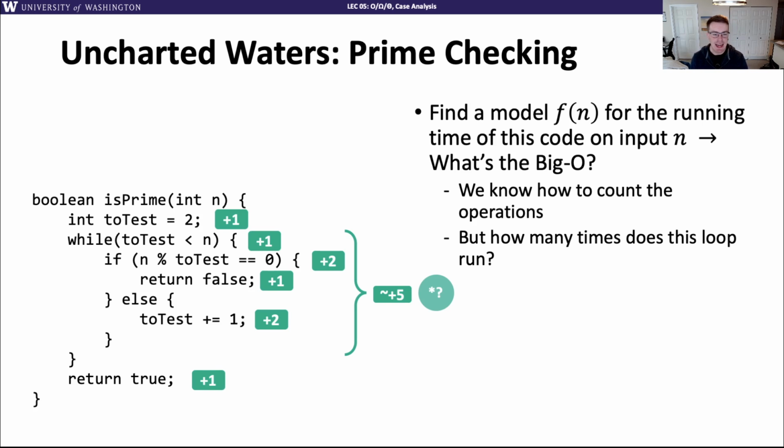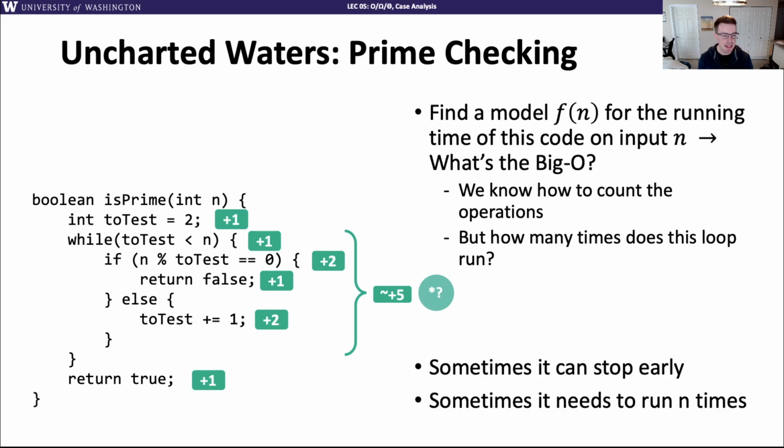This is a bit tricky to answer because sometimes it's going to stop early. Like if n is even, it's going to stop on the first iteration of the loop. But if n is not even, it's kind of hard to figure out how many times it'll run. Sometimes it's going to need to run all n times if n was prime. It's going to have to loop through every single number between 2 and n because none of them will actually divide it until the very end. So the number of times this loop runs is actually really hard to answer.